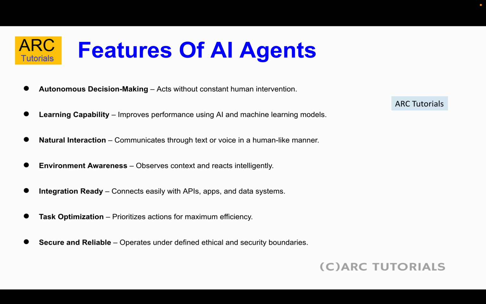Environment awareness, which means AI agents observe context and react intelligently. AI agents can be easily integrated with APIs, other apps, data systems, or even, like I said, other AI agents. AI agents will prioritize actions for maximum efficiency through task optimization. They are secure and reliable because they operate under certain ethical and security boundaries defined in the models.